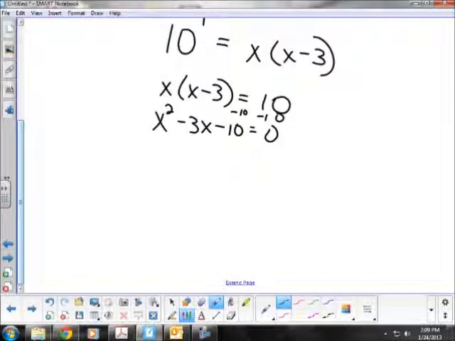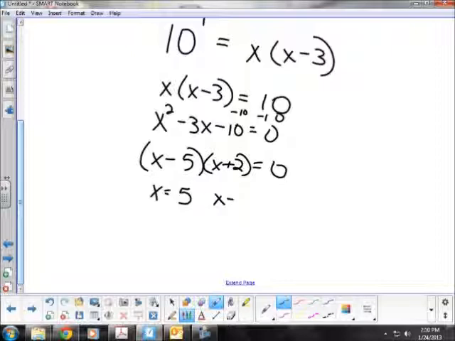Why did I subtract the 10? Because I saw it was a quadratic equation. How do I solve quadratic equations? I have to set them equal to 0 first, and then I can either factor them or put them in the quadratic formula. This one factors: x minus 5, x plus 2. So x is equal to positive 5 and x is equal to negative 2 are my 2 solutions.